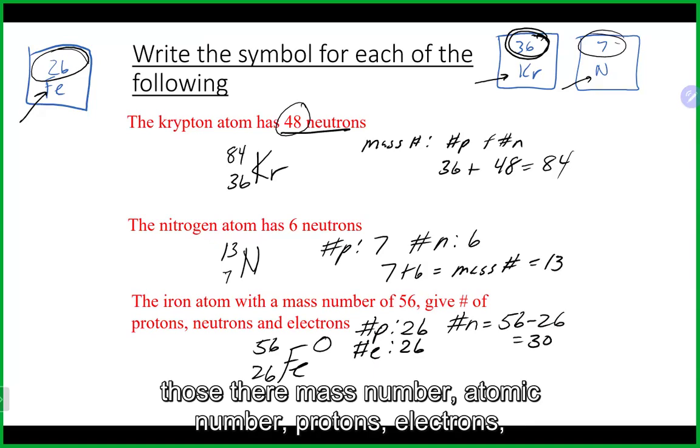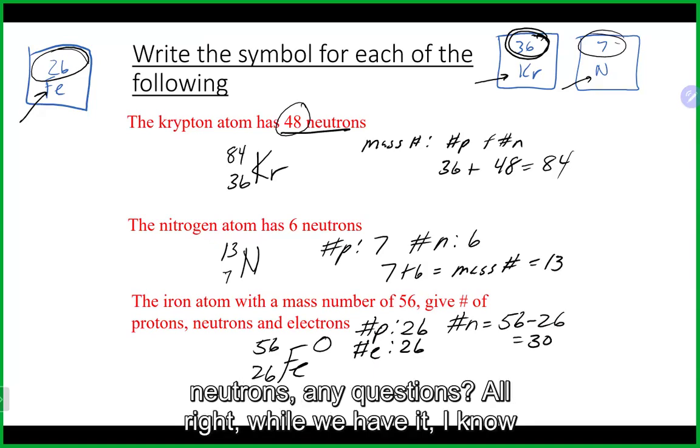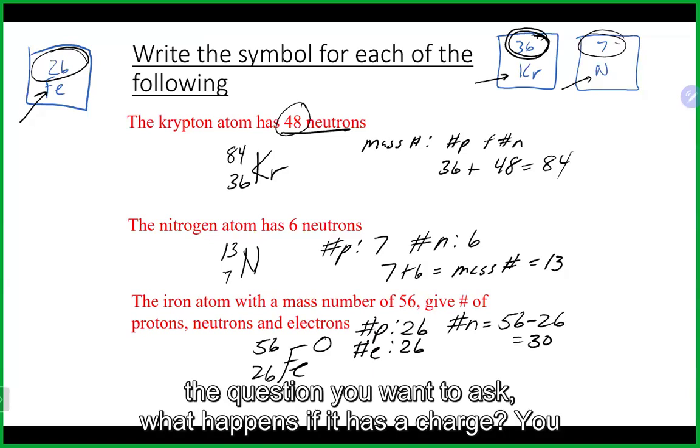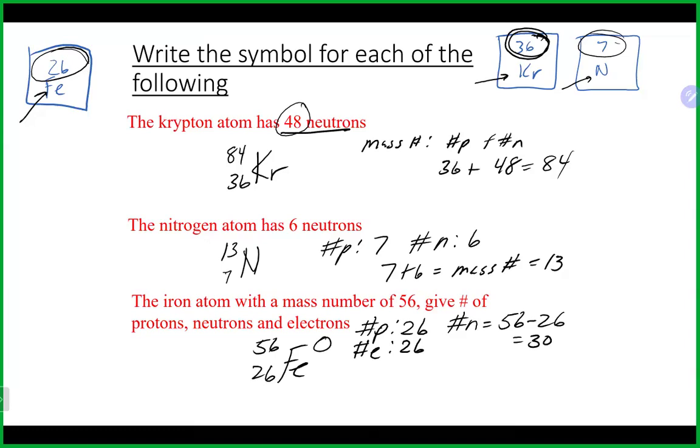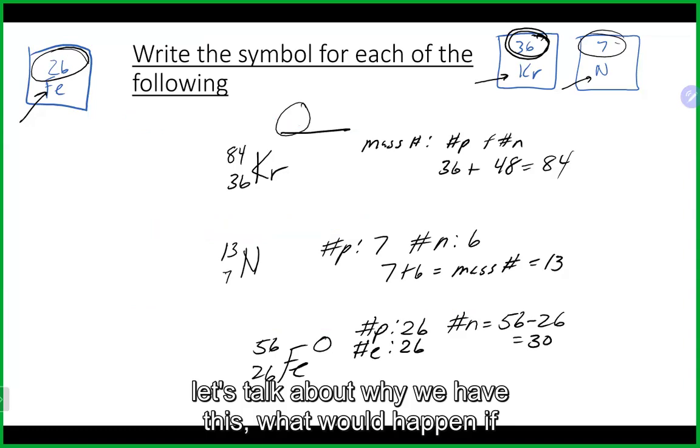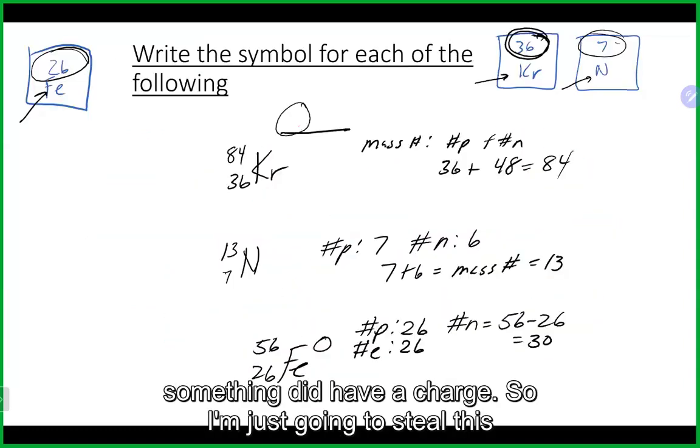Mass number, atomic number, protons, electrons, neutrons. Any questions? All right, while we have it, I know the question you want to ask. What happens if it has a charge? You wanted to ask, didn't you? Somebody wanted to ask something. All right, so let's talk about why we have this. What would happen if something did have a charge?